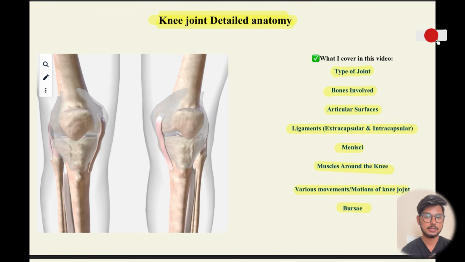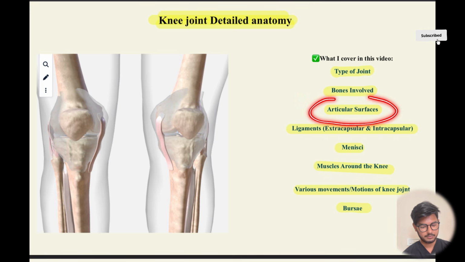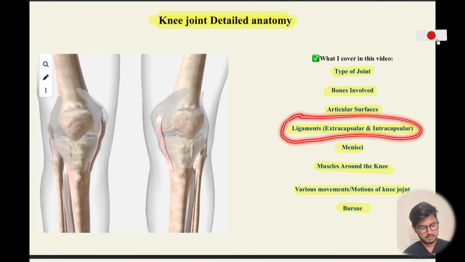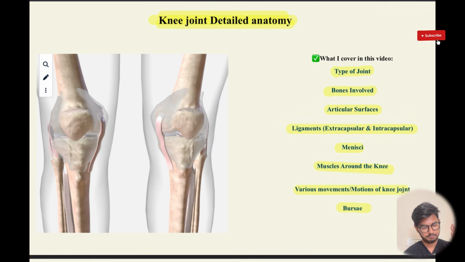Today we are going to talk about the detailed anatomy of your knee joint. As you can see on your screens, first of all, we will cover the type of joint, what kind of joint the knee is. Then we will talk about the bones involved, the prime bones that form your knee joint. Then we will talk about the beautiful articular surfaces present on the femoral aspect as well as on the tibial aspect. Then we will cover the ligaments, which I have divided into two: the extracapsular ligaments and the intracapsular ligaments.